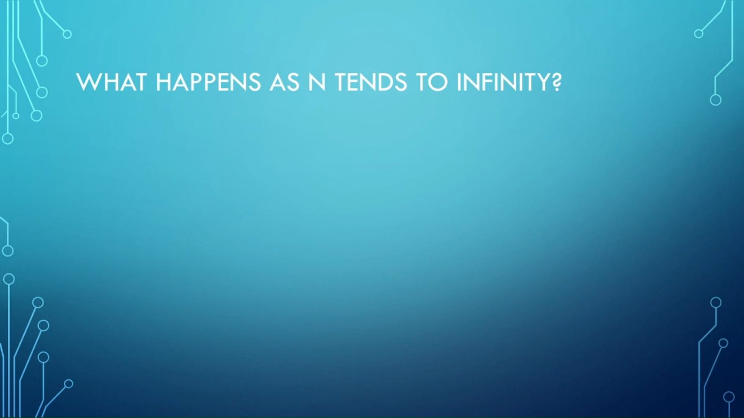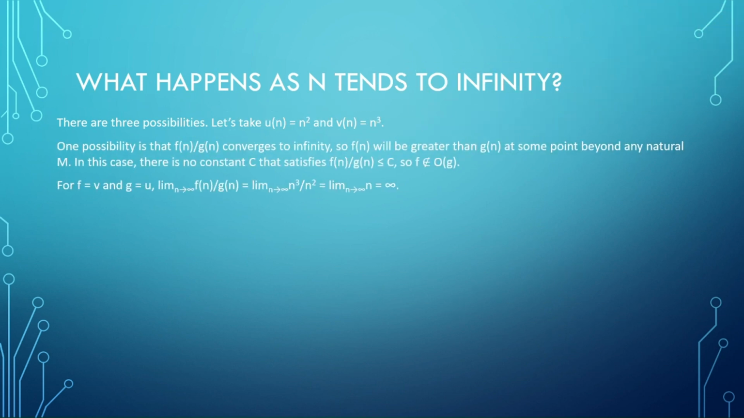So what actually happens as n tends to infinity? There are 3 possibilities. So let's say the function u is n squared and the function v is n cubed. One possibility is f of n over g of n converges to infinity. So f of n will be greater than g of n at some point beyond any natural n. In this case, there is no constant c that satisfies f of n over g of n being less than or equal to c, which means it's not of big order g.